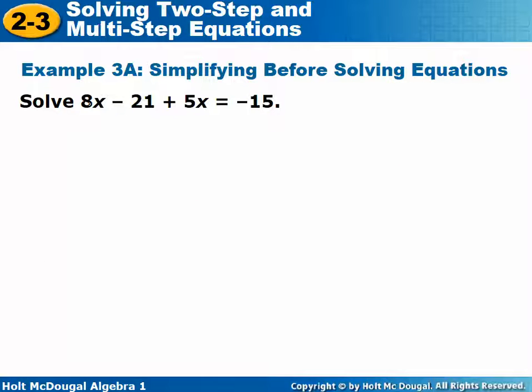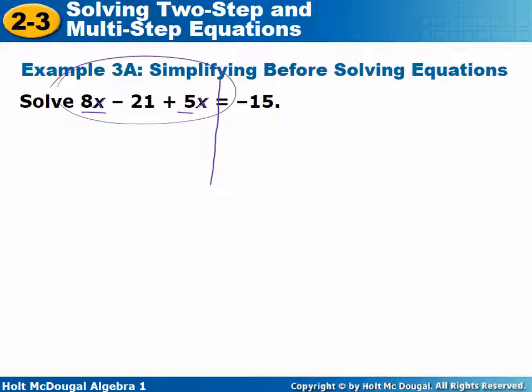We have 8x minus 21 plus 5x equals negative 15. The variable is here and here. It's being multiplied by 8, and it's being multiplied by 5. We need to simplify this before we start adding 21 or dividing by anything. So we're going to simplify by adding our like terms only on this side of the equal sign. There's no like terms on the right side, it's just negative 15. So we're only looking at one side at a time when we simplify.